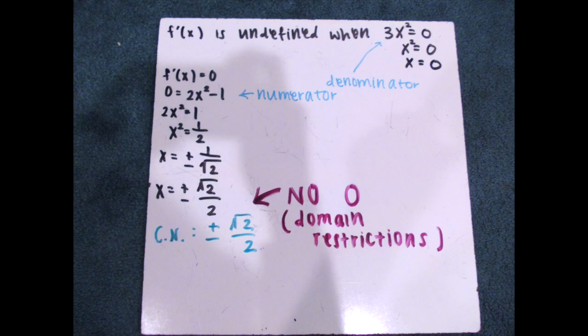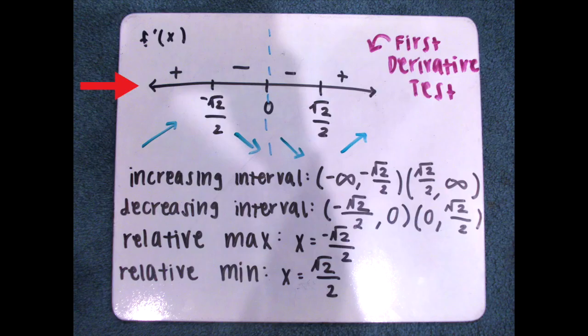Now use the first derivative test to determine whether a critical number is a relative minimum, relative maximum, or neither. So you have to substitute a number greater or less than each critical number into the derivative and solve it out to see whether the answer is positive or negative. In this case, negative radical 2 over 2 is a relative maximum, and radical 2 over 2 is a relative minimum. 0 is not a critical number as shown by the dashed line, which represents a vertical asymptote.